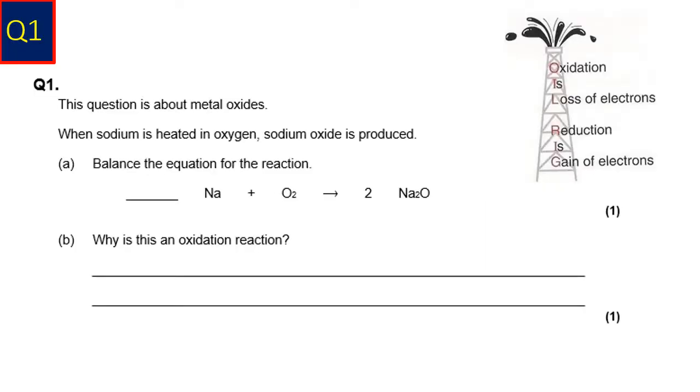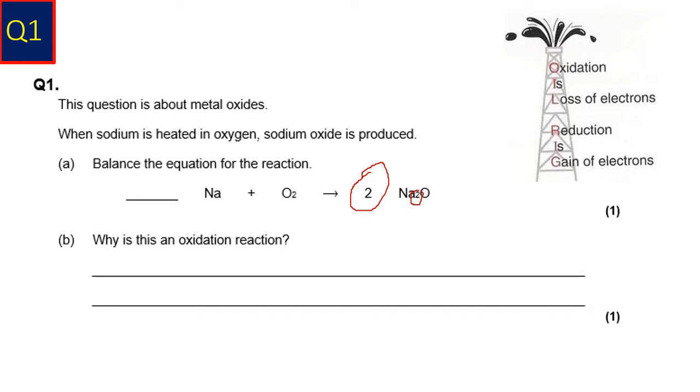This question is about metal oxides. When sodium is heated in oxygen, sodium oxide is produced. So part A, balance the equation for the reaction. So we have the equation Na plus O2 forms 2 lots of Na2O. Just to remind you, these small subscript numbers multiply everything to their left. These big numbers multiply everything in front of them.